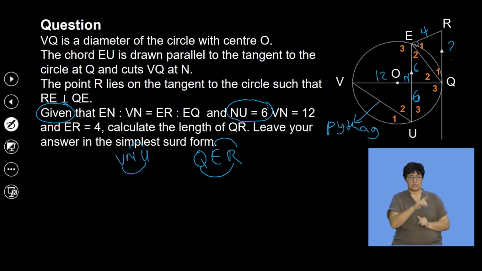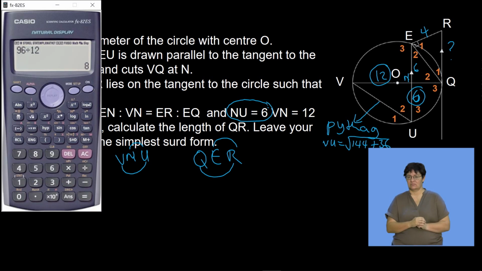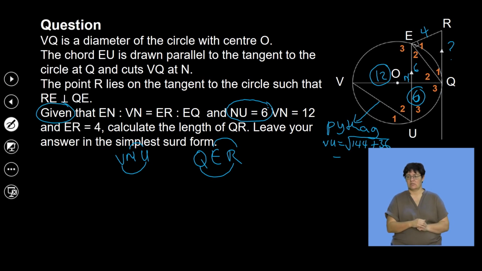And by that I mean VU is actually going to be equal to the square root of 144 plus 36. Someone might ask, where does the 144 come from? It's the 12 squared. The 36 is the 6 squared. So let me quickly press that on my calculator. The square root of 144 plus the 36 will give me 6 root 5. So already this is 6 root 5. So you see, now I have all the information that I need.